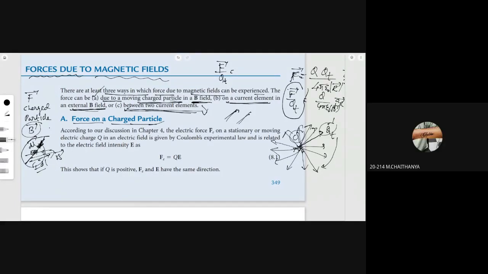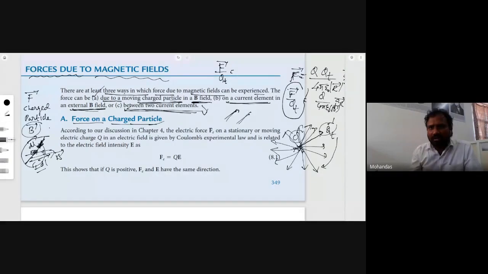Electric field intensity, E. This is from electrostatic fields. The charge is at rest, or stationary. So there is an electric field, and due to that electric field there is a force.